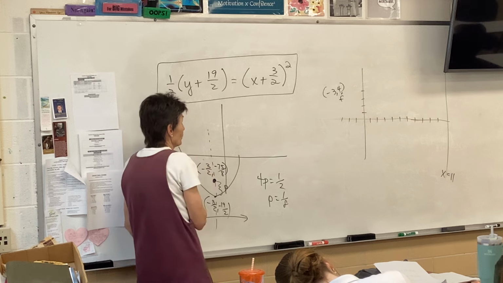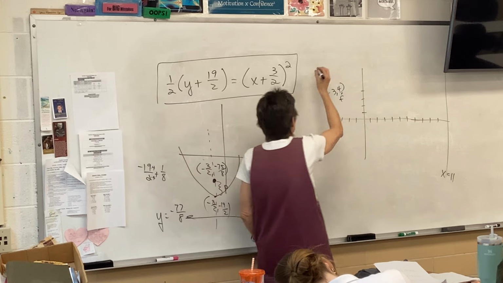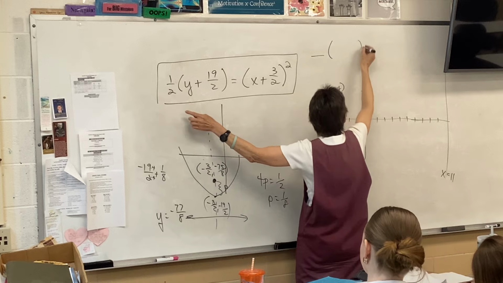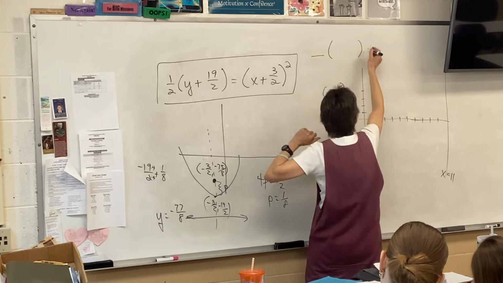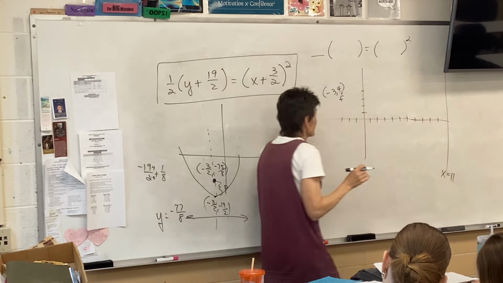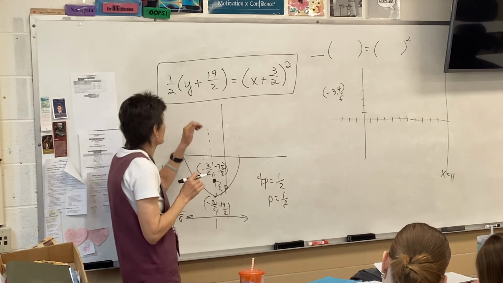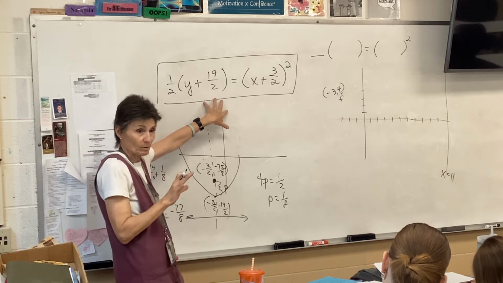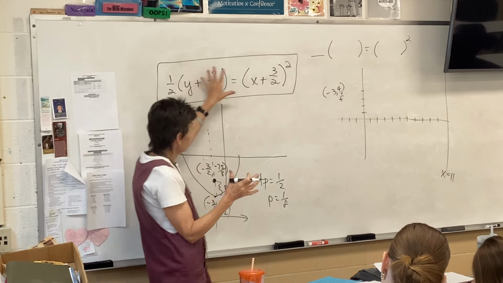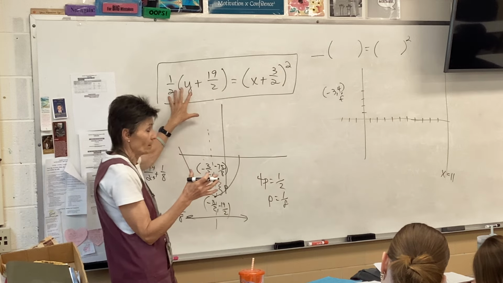So in other words, our equation is going to have some number of parentheses that isn't squared equal to a parentheses that is squared. So stop a minute and make sure that digests. This is the parabola we just did. This is the standard form of the parabola.